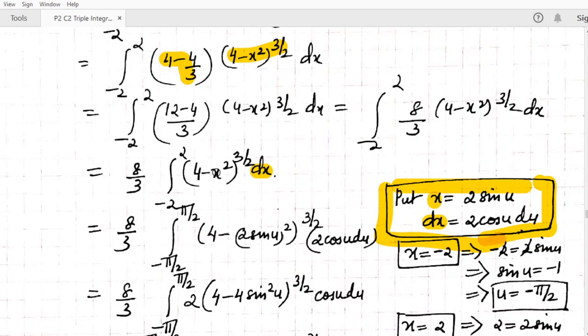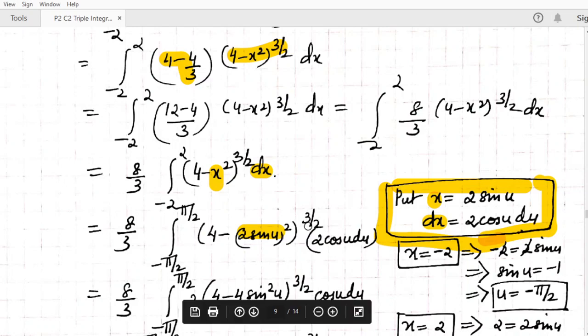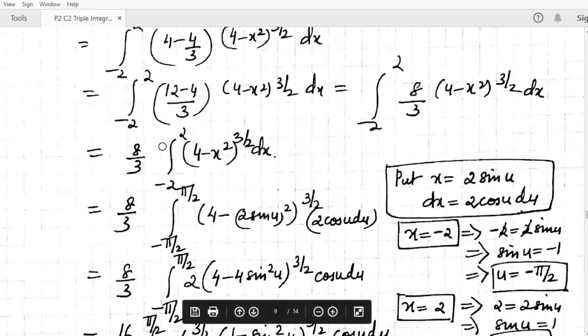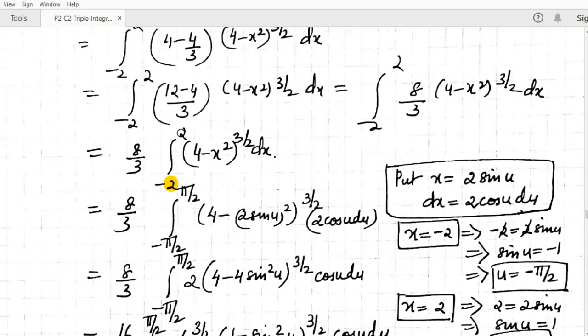We will be putting these substitutions in the next step. We get x is equal to 2 sine u, so (4 minus (2 sine u) square) to the power 3 by 2, and dx is 2 cos u du. Now we have to put the limits as well. When we are giving the substitution, we are together giving the limits also.